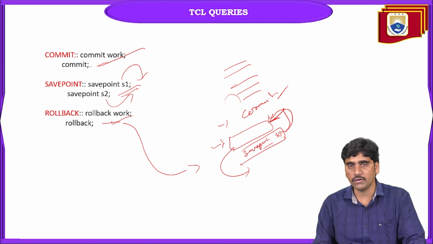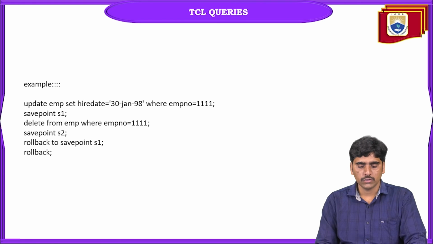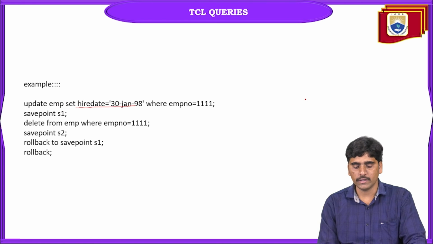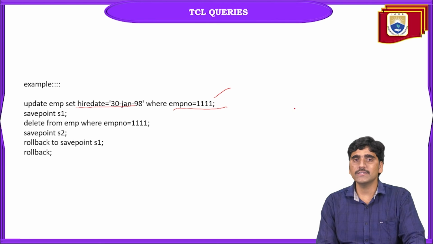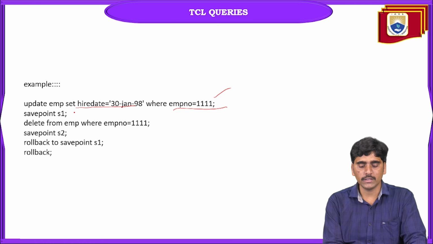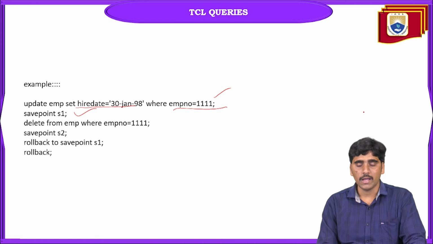So how it will work, see here. For example, update employee set hire_date equals to January 98 where employee number equals to 1111. So I am doing this update operation. After this update operation, I am creating one savepoint, savepoint s1.